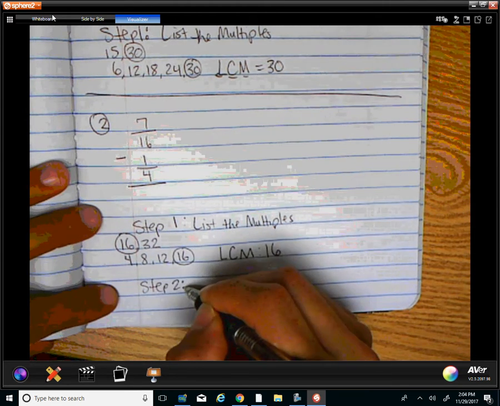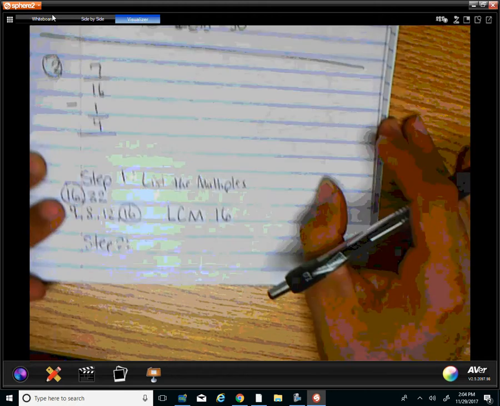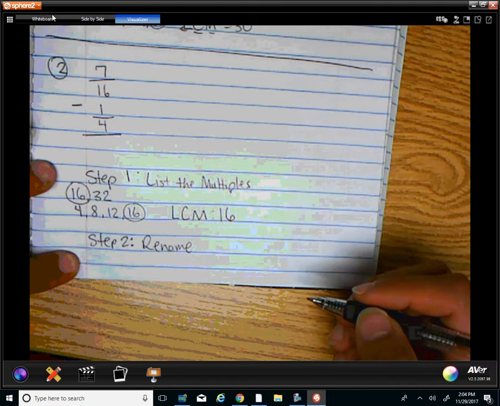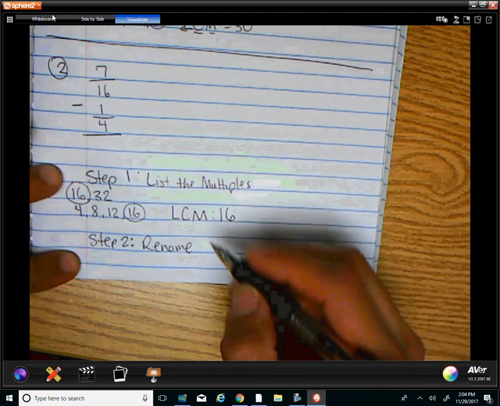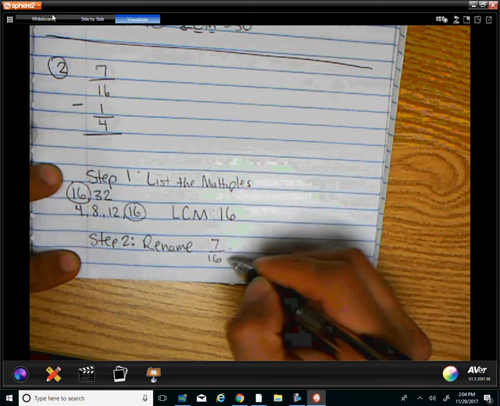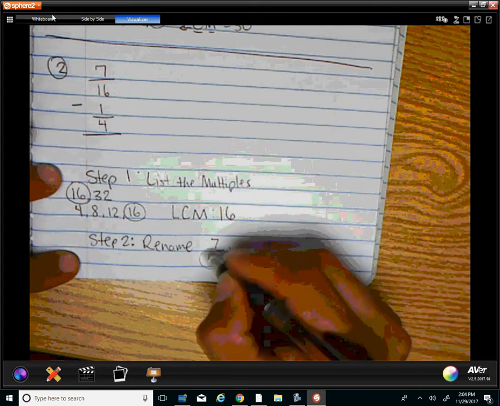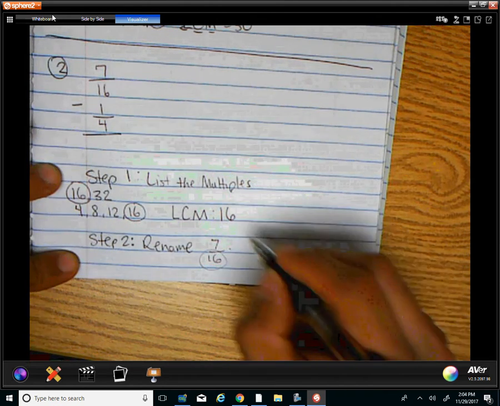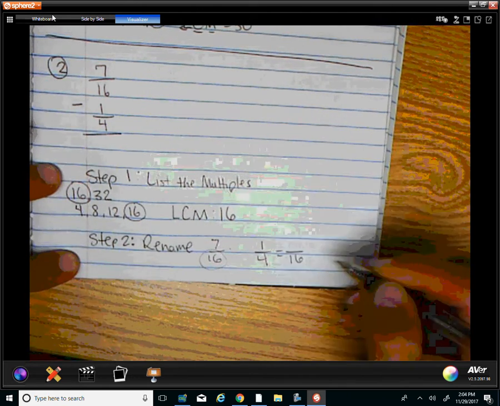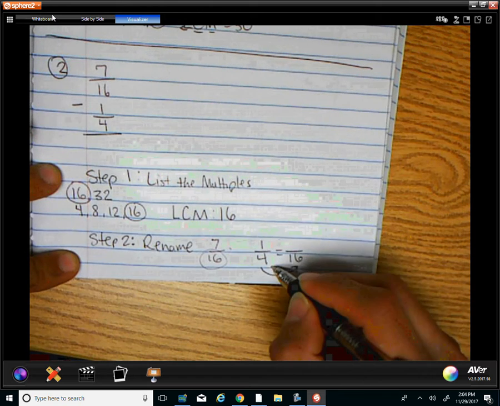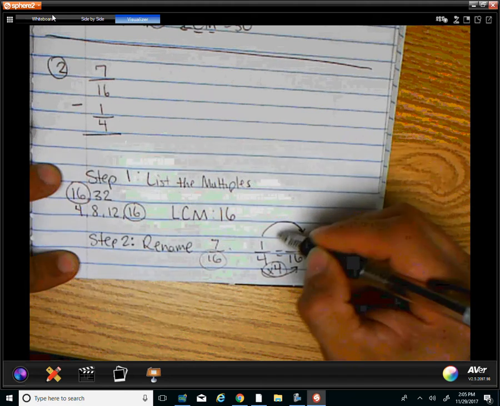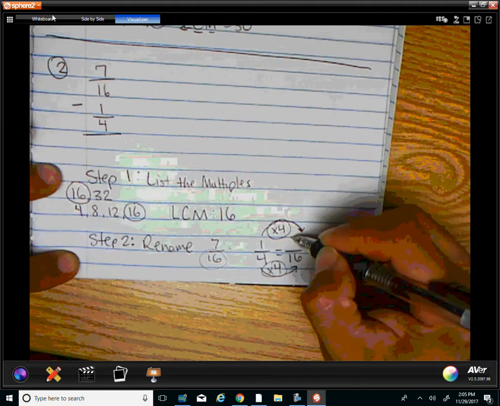Let's try this. Step 2, rename our fractions. So 7/16. We don't have to rename that one because it's already 16 as your denominator. So the 1/4, we want to rename that one. So 4 times 4 is 16. So we have to do the same thing to the numerator. 1 times 4 is 4.